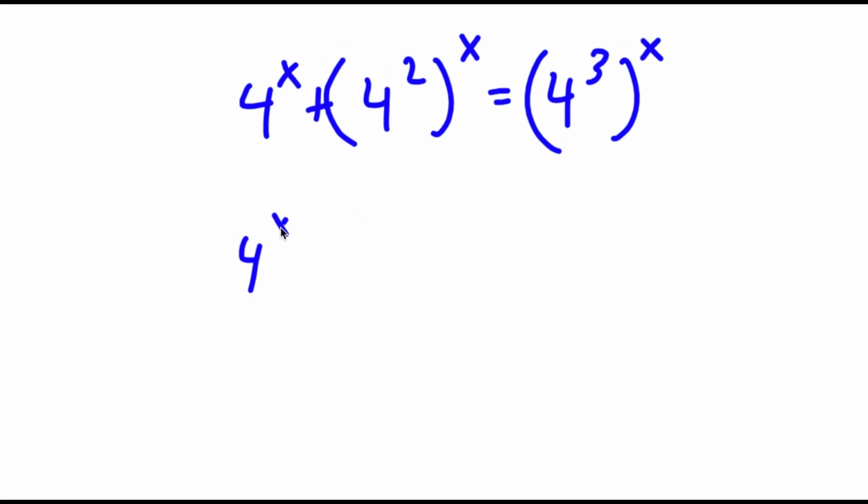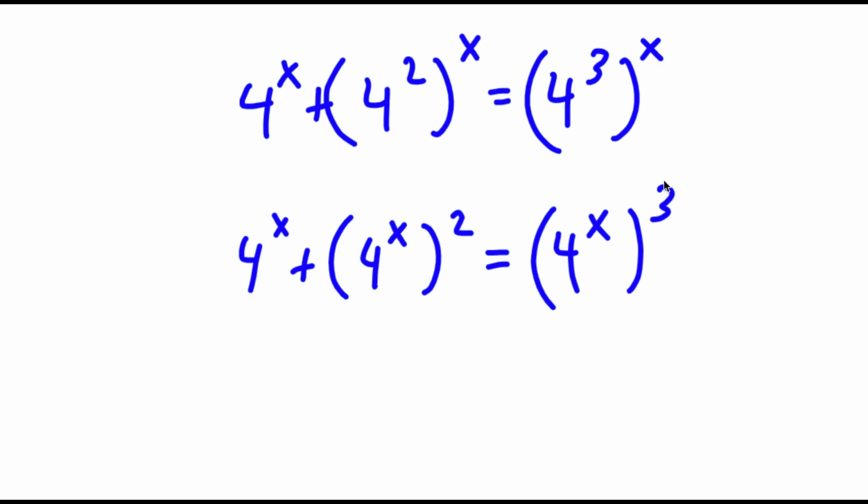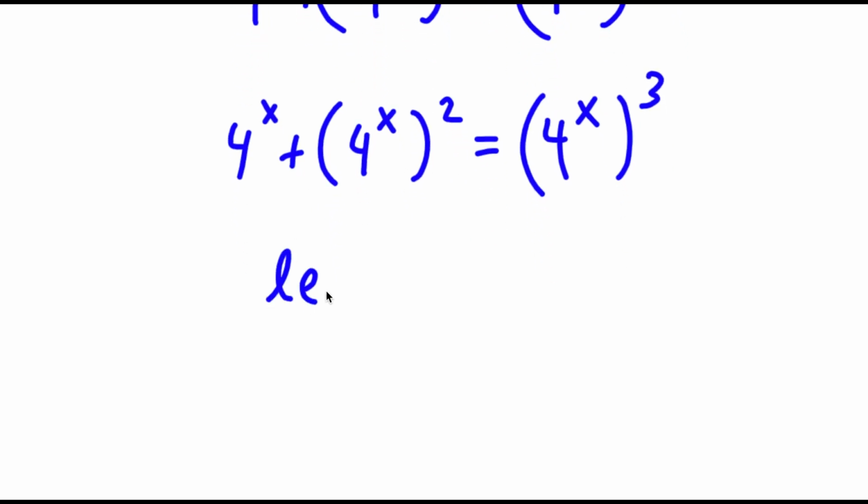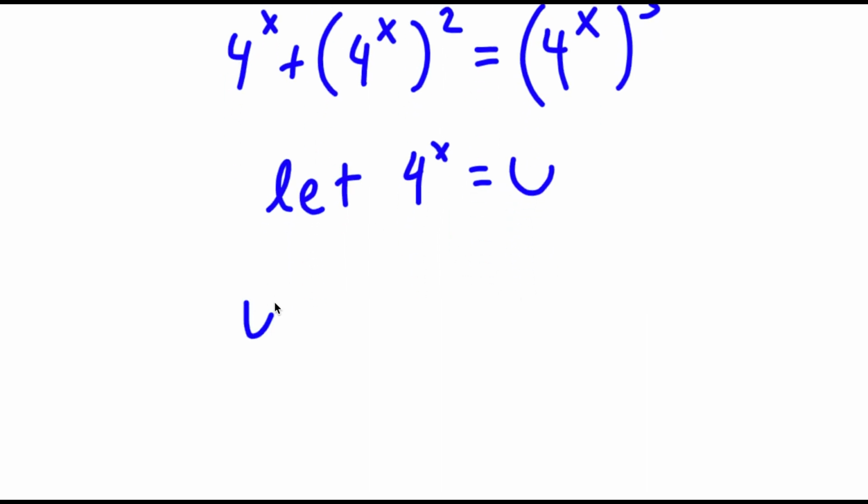Now I'm going to rewrite this as 4 to the power of x, squared. 4 to the power of x plus 4 to the power of x squared is equal to 4 to the power of x to the power of 3, because I can switch the places of these two. Now I'm going to let 4 to the power of x equal the variable u. So now I have u plus u squared is equal to u to the power of 3.